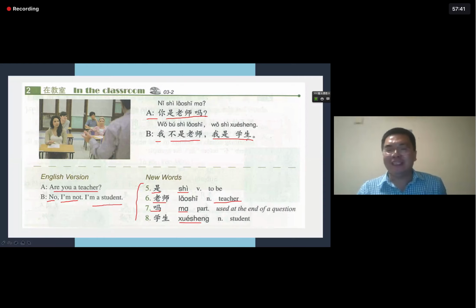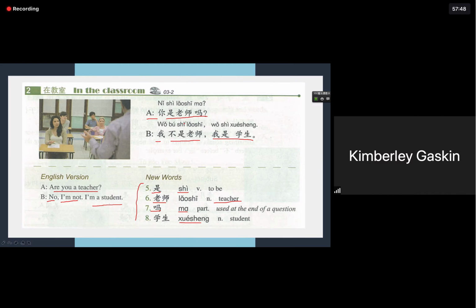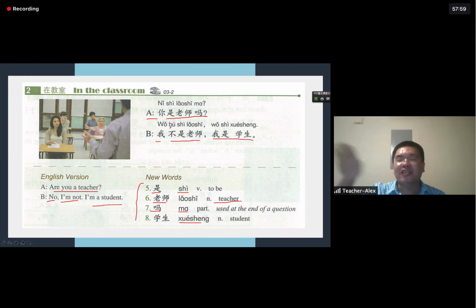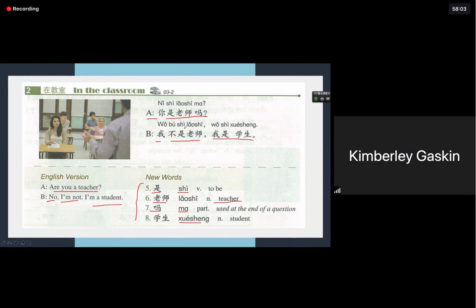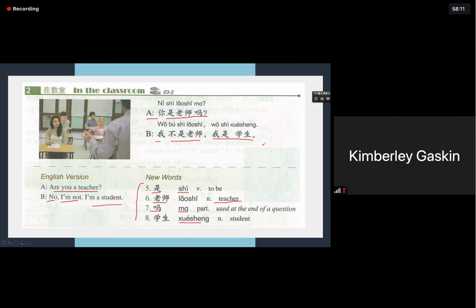Okay, so this style, anyone want to try? 你是老师吗? 我不是老师. 我是学生. Okay, very good. 我不是, 不是, second tone. 我不是老师. Okay, next one. 你是老师吗? 我不是老师. If you need to adjust your microphone, yeah.